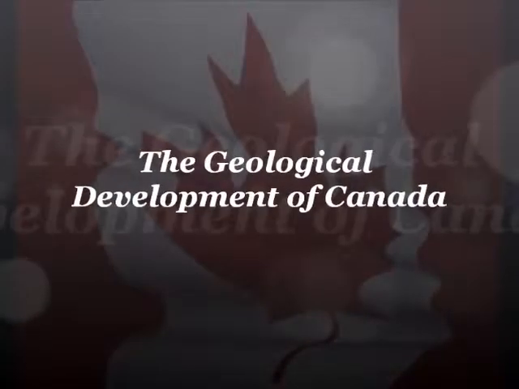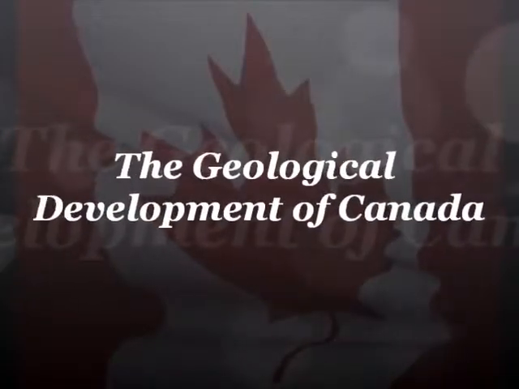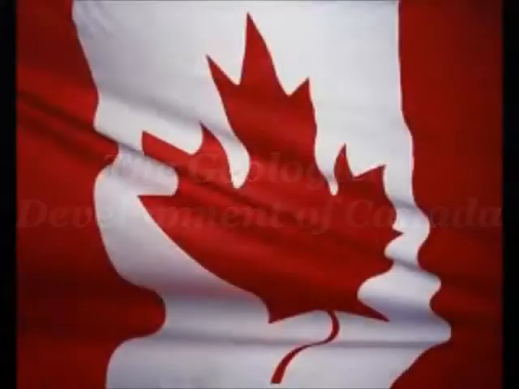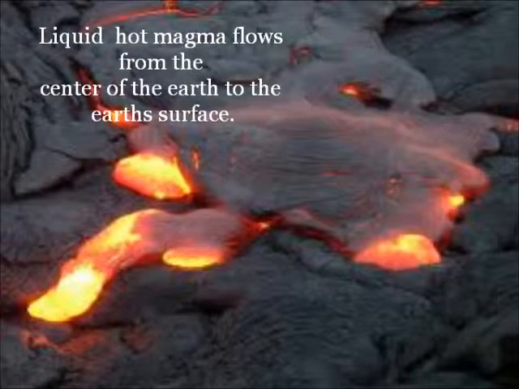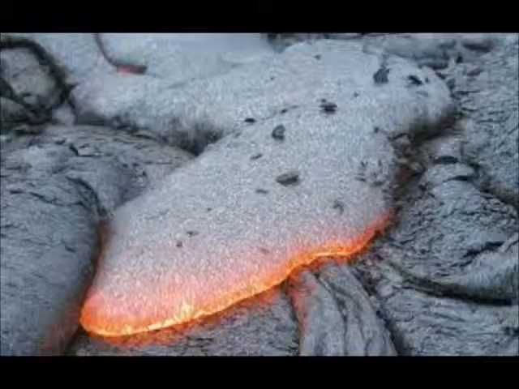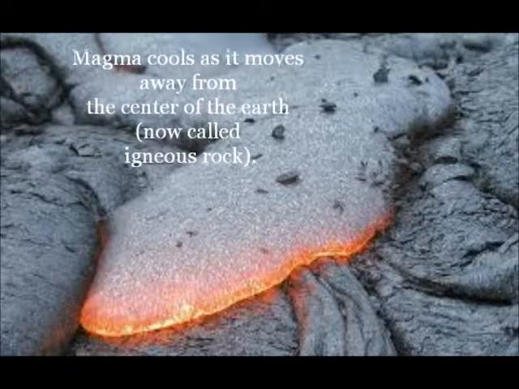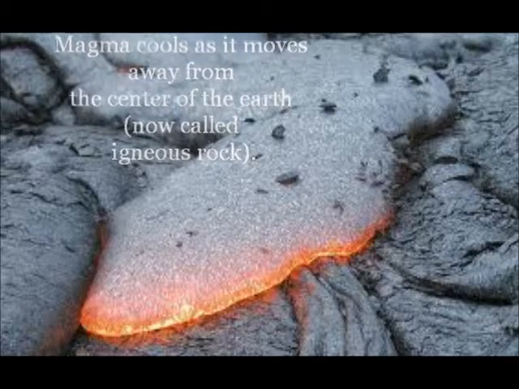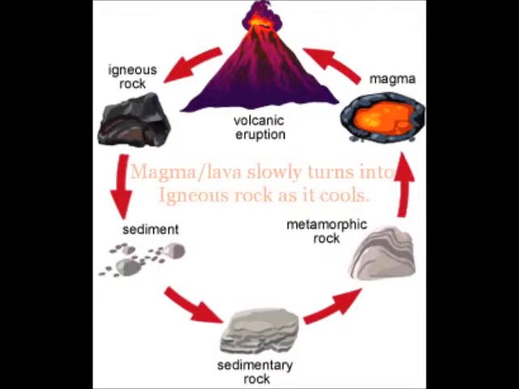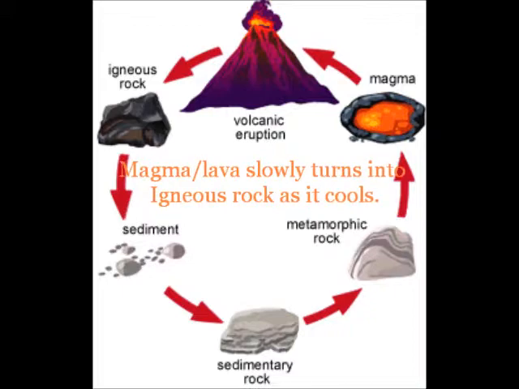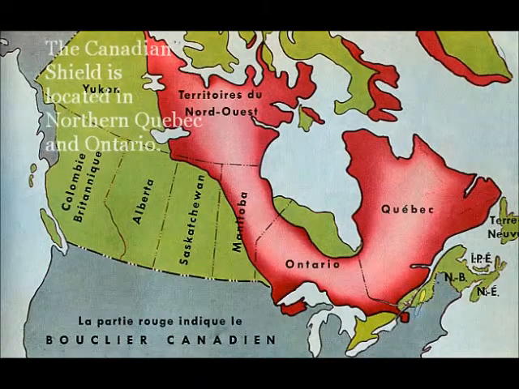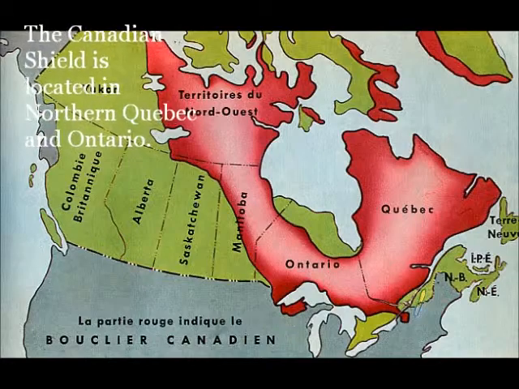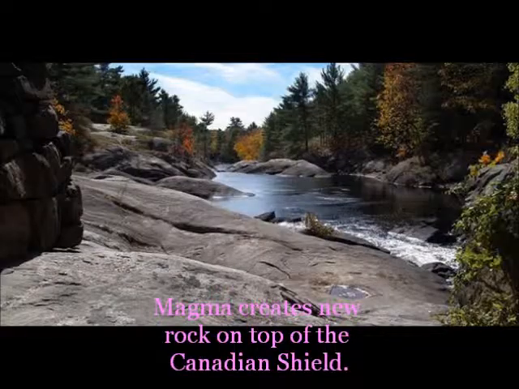The geological development of Canada. Liquid hot magma flows from the center of the Earth to the Earth's surface. Magma cools as it slowly moves away from the core of the Earth. After the process of the magma slowly moving away from the core, the magma slowly turns into what is now called igneous rock. The igneous rock is called the Canadian Shield and became the base of all Canada.